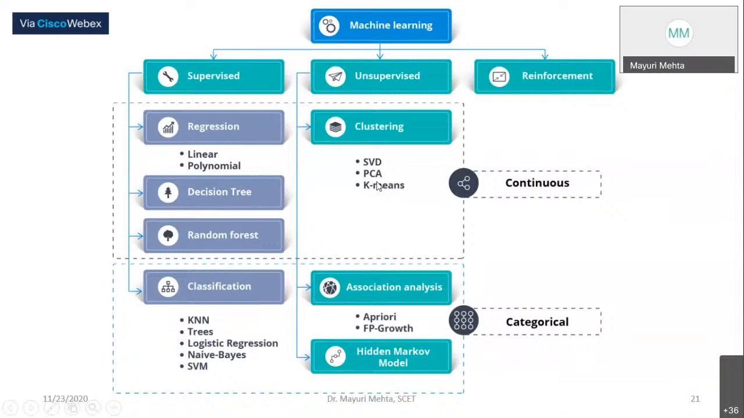In clustering, we have SVD, PCA. PCA, I think you learned. I noticed that you have learned PCA, principal component analysis. SVD is singular value decomposition. You may find more clustering, regression, and classification algorithms in literature, but these are very popular. They are useful to solve several real life problems. So these are the different algorithms.